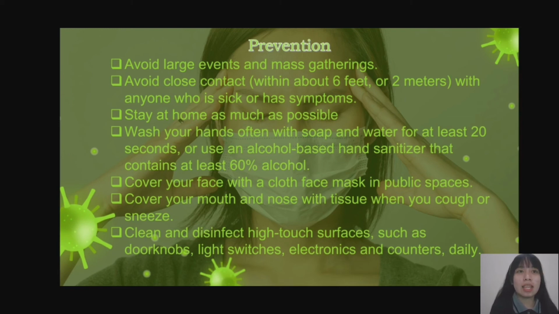Magkaroon ng social distancing. Stay at home as much as possible.